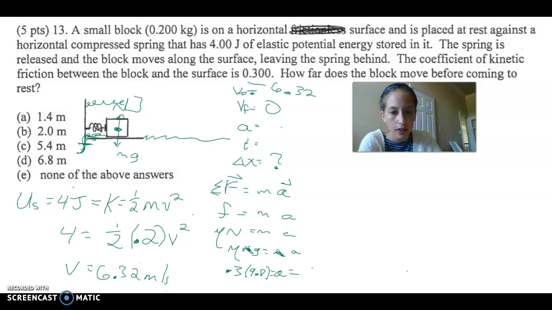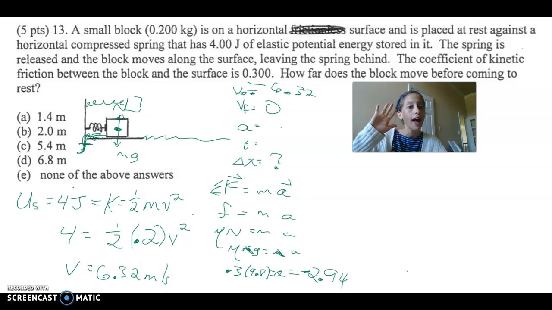2.94. Okay, and this is where we have to be really careful. We can't say positive 2.94 because we're not speeding up. Friction's slowing us down. It's using work to take energy out of our system. So this is negative 2.94. The spring let go, and now it's going slower, slower, slower as friction slows us down. So the acceleration is negative 2.94. So we have three numbers. We can find a fourth.